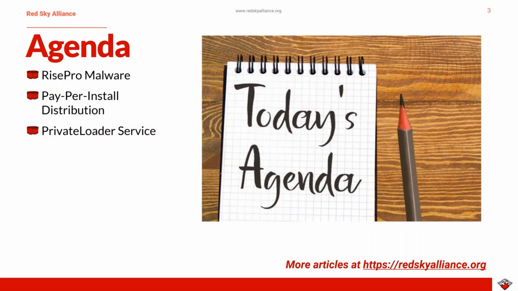So here is the agenda for today. I will begin by introducing the newly discovered RisePro malware. It is an information stealing focused malware, so we can expect a number of similarities to other malware of the same type. Next, I will move on to discussing one of the more interesting aspects of this malware, which is that it is distributed by way of the pay per install method, or PPI. From there, I will discuss the PrivateLoader service, which is a popular service for threat actors that are seeking to distribute malware via PPI. Let's get started.